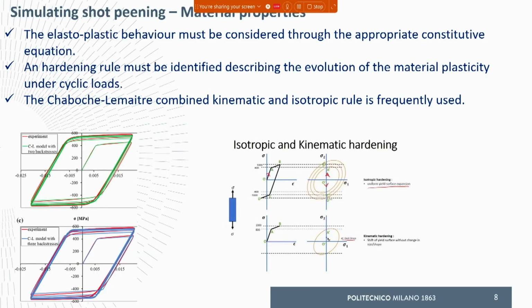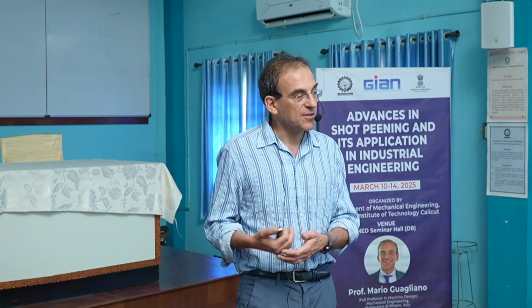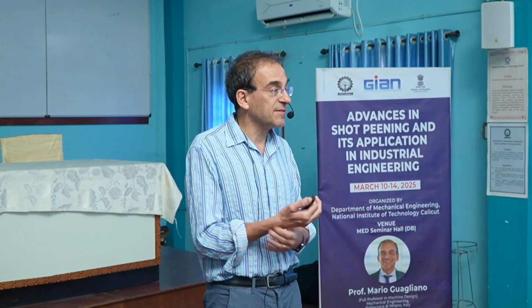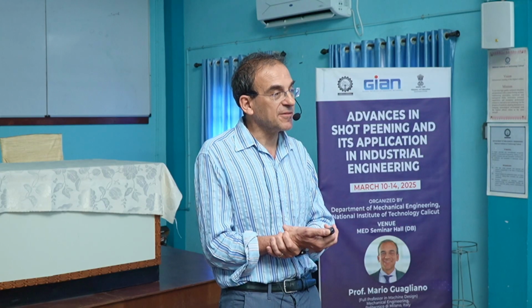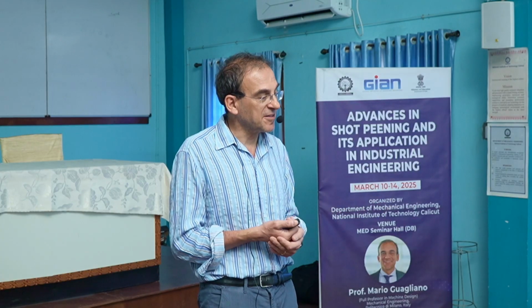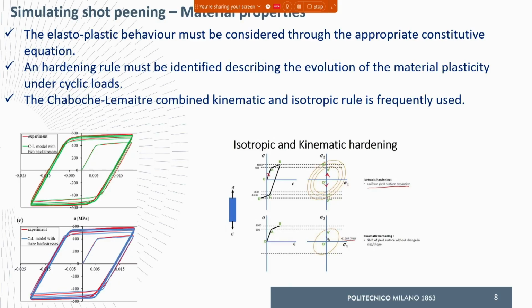Okay, let's talk first of all about the elastoplastic behavior. How can we consider the elastoplastic behavior? By defining the correct constitutive equation, and this is a function of the material. Each material, with respect to the composition and the microstructure, can have a different elastoplastic behavior. And finally, there are different criteria that describe the sigma-epsilon behavior of the material in this field.